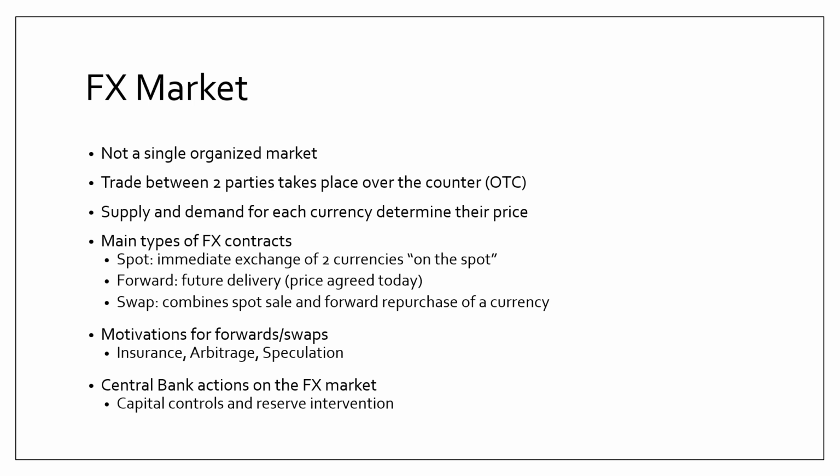The main types of FX contracts are the spot, which is an immediate exchange of two currencies on the spot. The forward, future delivery at a price agreed today. Typical maturities are 1 week, 30 days, 90 days, and rarely more than a year. The swap combines a spot sale and forward repurchase of a currency. It has lower fees than two separate contracts.